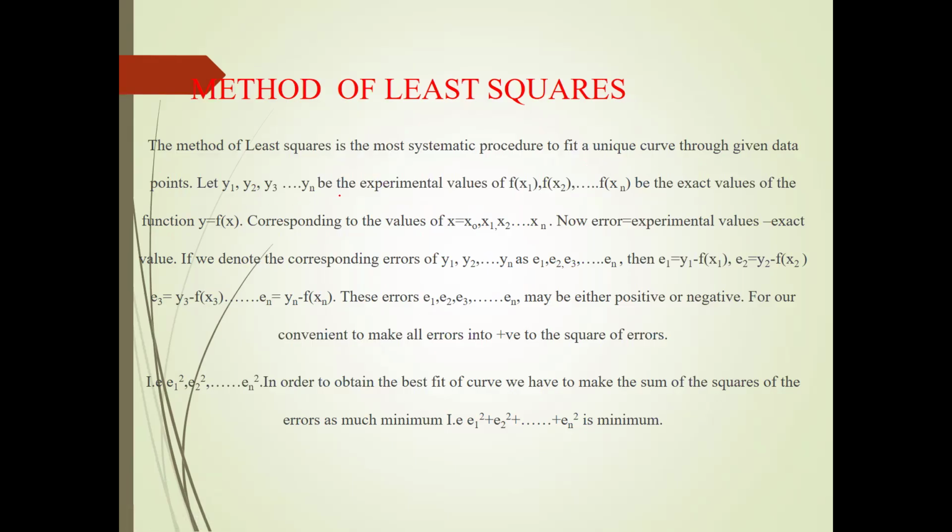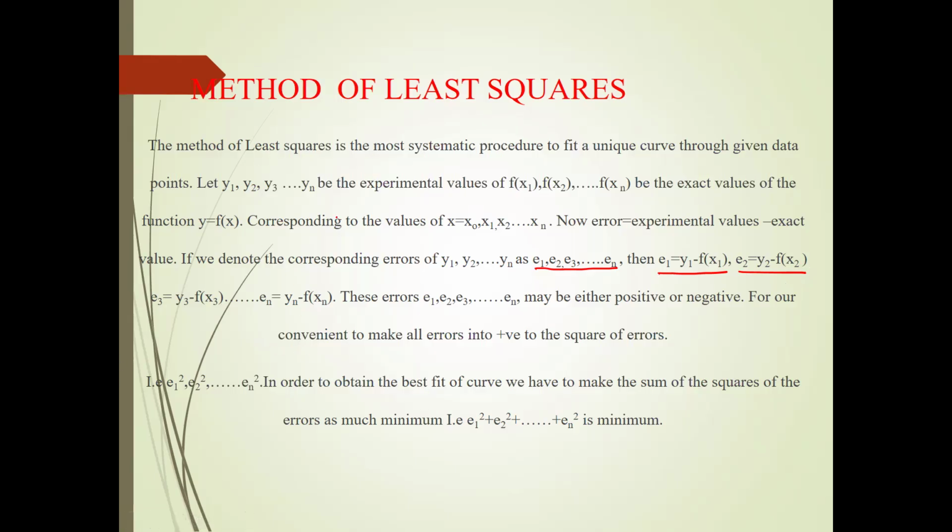Let y1, y2, y3, ..., yn be the experimental values, and f(x1), f(x2), ..., f(xn) be the exact values of the function y = f(x), corresponding to the values of x = x0, x1, x2, ..., xn. Now, error is experimental value minus exact value. Suppose we denote E1, E2, E3, ..., En as the corresponding errors of y1, y2, ..., yn, then E1 is y1 minus f(x1), E2 is y2 minus f(x2), and so on.